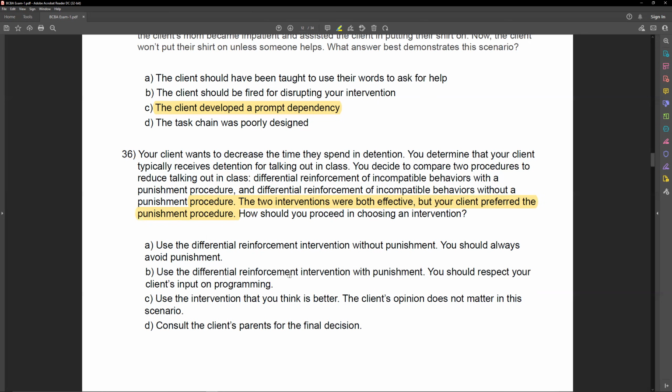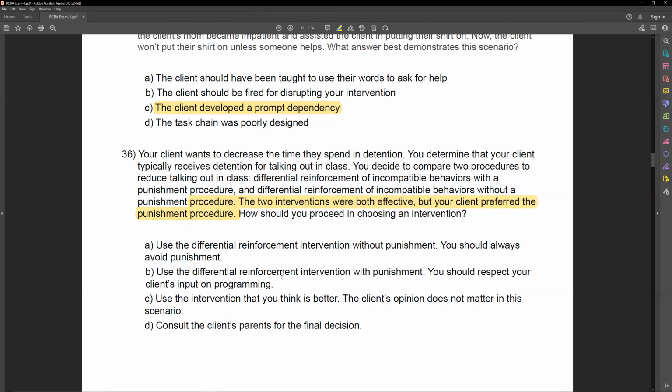What do we do? A, use the differential reinforcement intervention without punishment. You should always avoid punishment. Be very careful here, right? Always is a very strong word. Do we always avoid punishment? Of course not. There are times we will use punishment. Always avoiding punishment is way too strong, okay? Additionally, the intervention worked with punishment, okay? So always avoiding punishment just because there's another intervention without punishment isn't correct, okay? You should try to use no punishment when possible, but you shouldn't always avoid it.